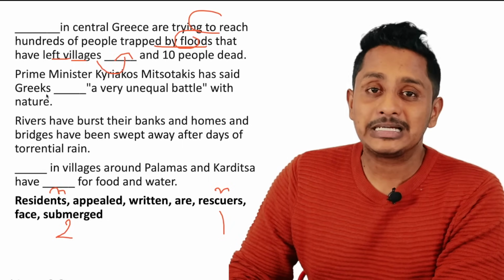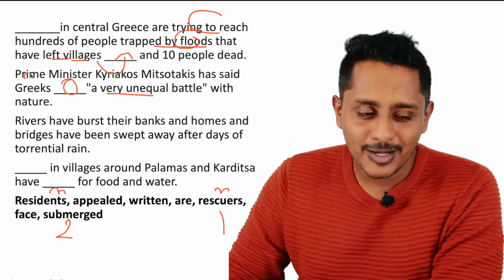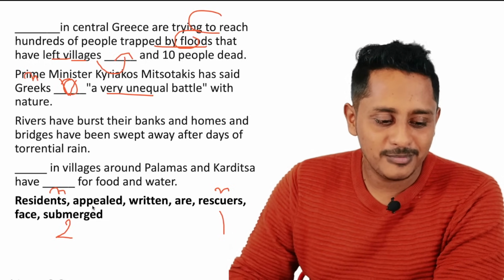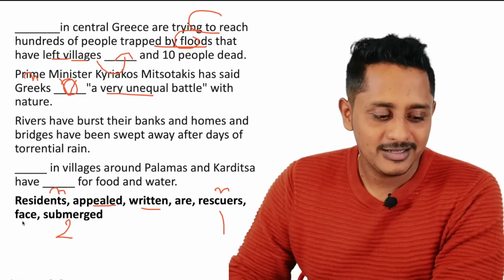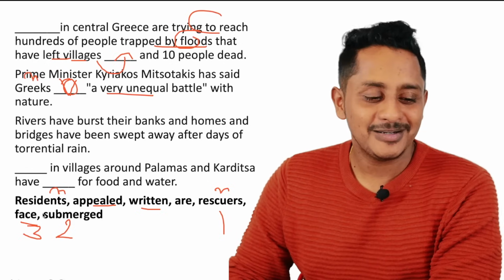"Prime Minister has said Greeks dash a very unequal battle." Greeks is a noun, after a noun a verb comes. Here the verbs are appealed, written, face. You face a battle. Easy peasy. So this is going to be the third one.